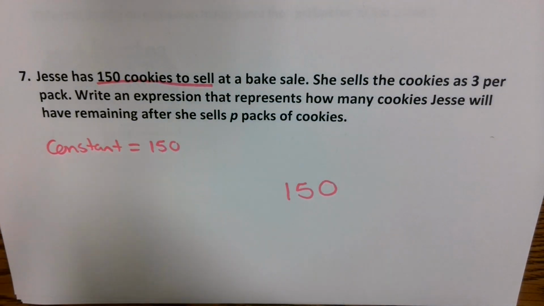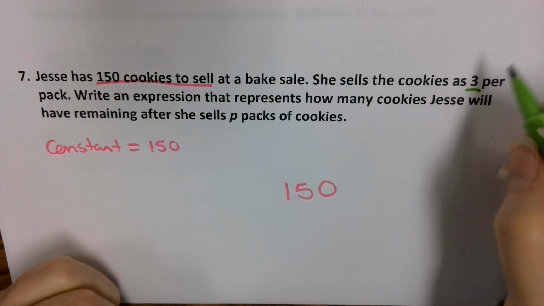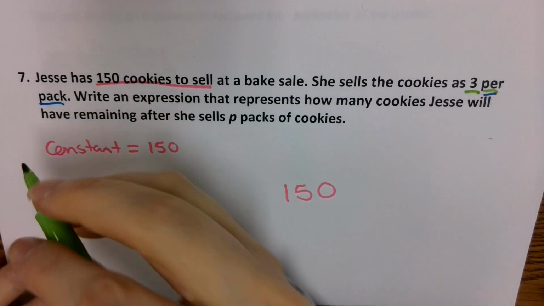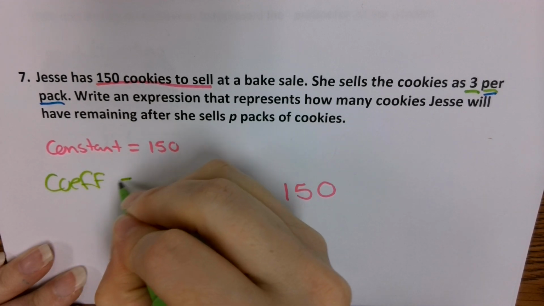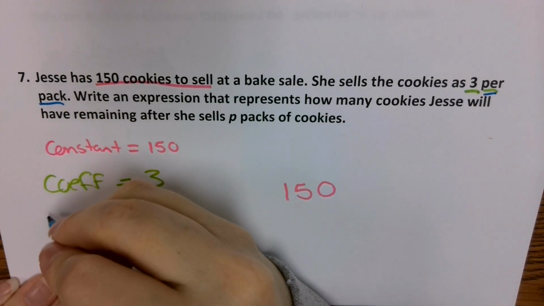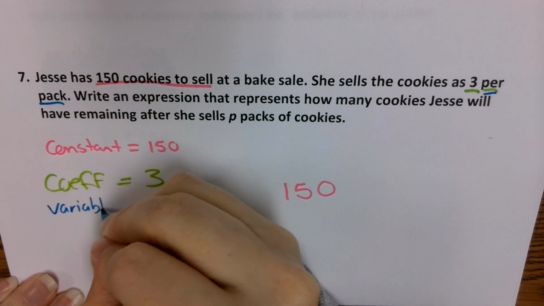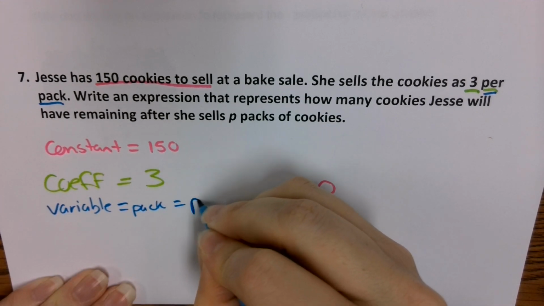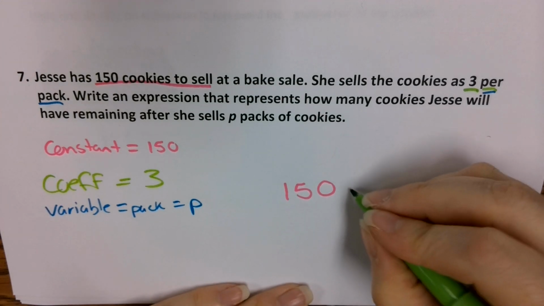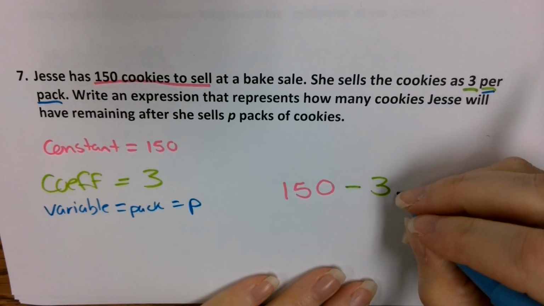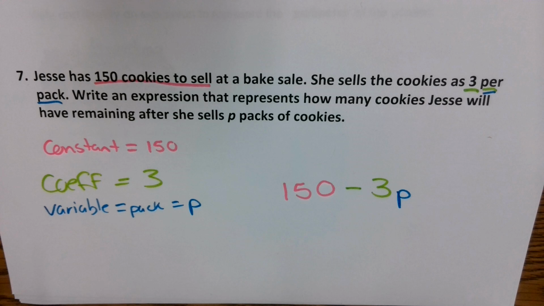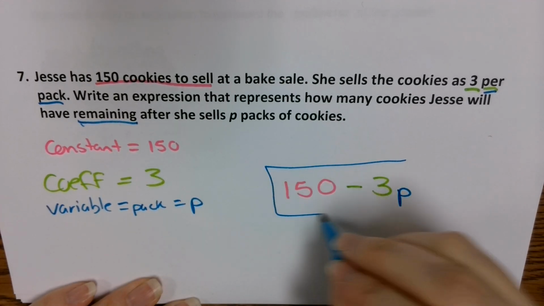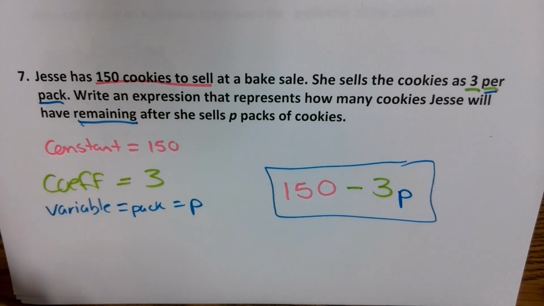Then she's going to sell 3 cookies per pack. So there's our coefficient and our variable. Our coefficient is going to be the 3. Our variable is representing the pack of cookies that she's going to sell. So we'll have a P. And we're going to be subtracting these away from the 150 cookies that she has to find out how many she's still going to have remaining, right? The keyword remaining. Remaining means we would be subtracting. And then there's our expression.